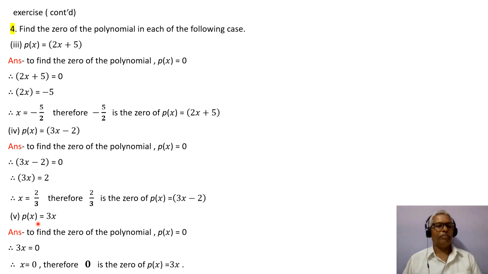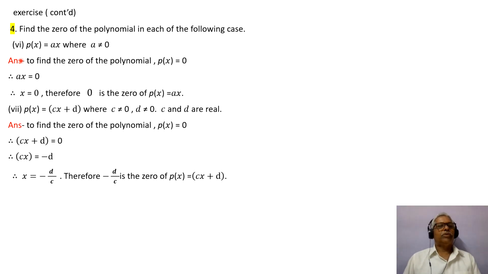Fifth one, px is 3x. Very simple. To find the 0 of the polynomial, px is to be 0. So if 3x has to be 0, x has to be 0. Therefore, 0 is the 0 of px, which is equal to 3x. Very simple. So the next one, px equal to ax, where a is not equal to 0. Answer: to find the 0 of the polynomial, px has to be equal to 0. So therefore, ax is equal to 0, and we are given a is not equal to 0. So x is equal to 0. Therefore 0 is the 0 of px, which is equal to ax.